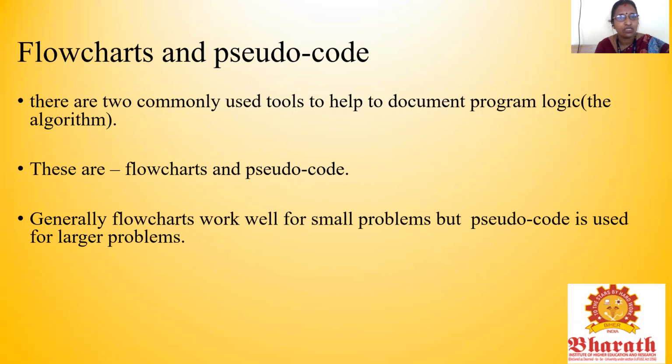There are two commonly used tools to help us document a program logic. That is what we have seen in the algorithm. It is to be implemented with the help of the flowchart and pseudocode. Generally, flowcharts work well for smaller programs, but pseudocode is used for larger problems.